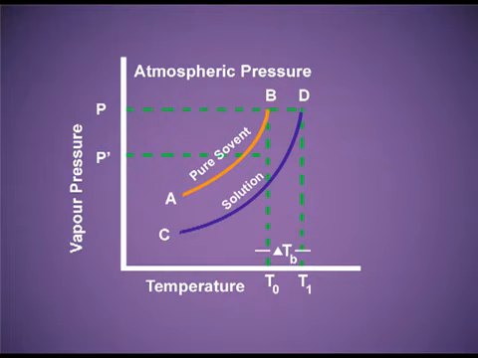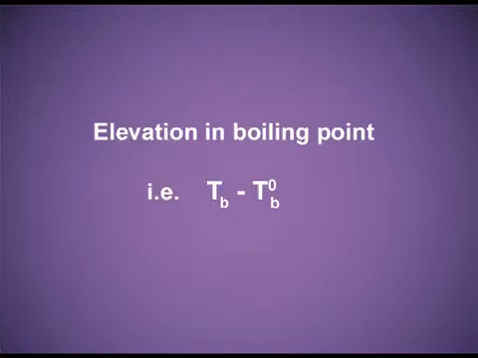So, you can very well see that there is an increase in the boiling point, and this increase in the boiling point is known as delta TB, that is elevation in boiling point. It is equal to TB minus T naught B.